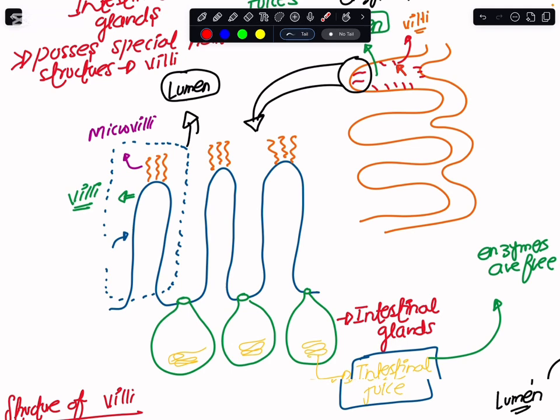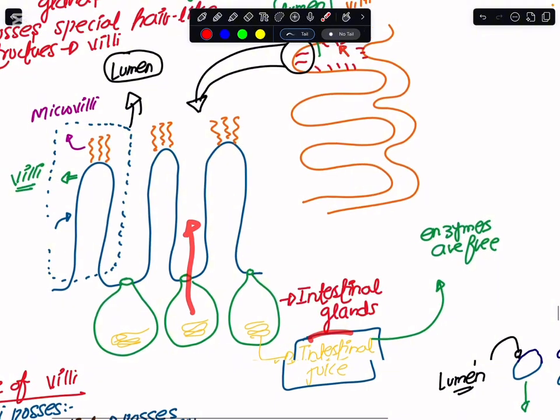But the enzymes produced by or present in the intestinal glands are the free enzymes. Why do we call them free enzymes? Because we will see in a while that in the villi of the small intestine we have enzymes that are not able to move, but are strictly placed within the cell membrane of the cells. But the intestinal juice enzymes are free to move around.